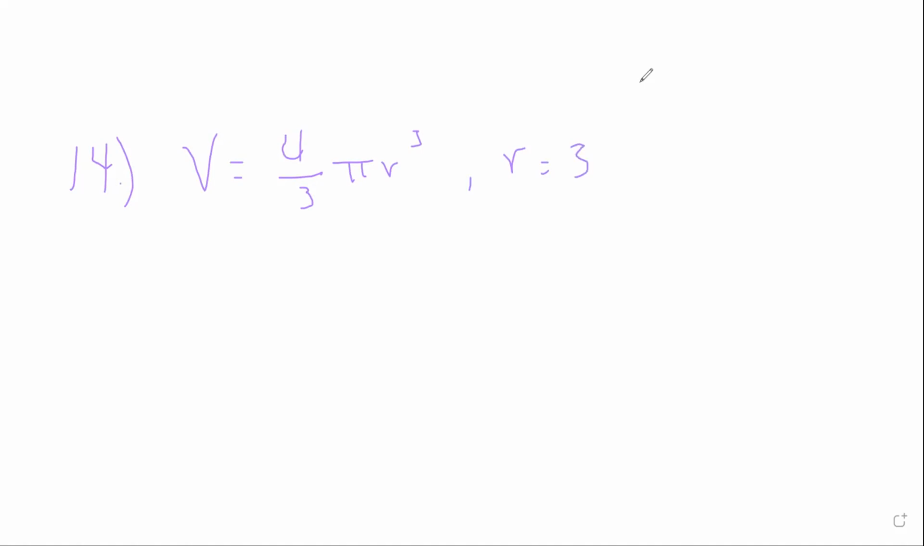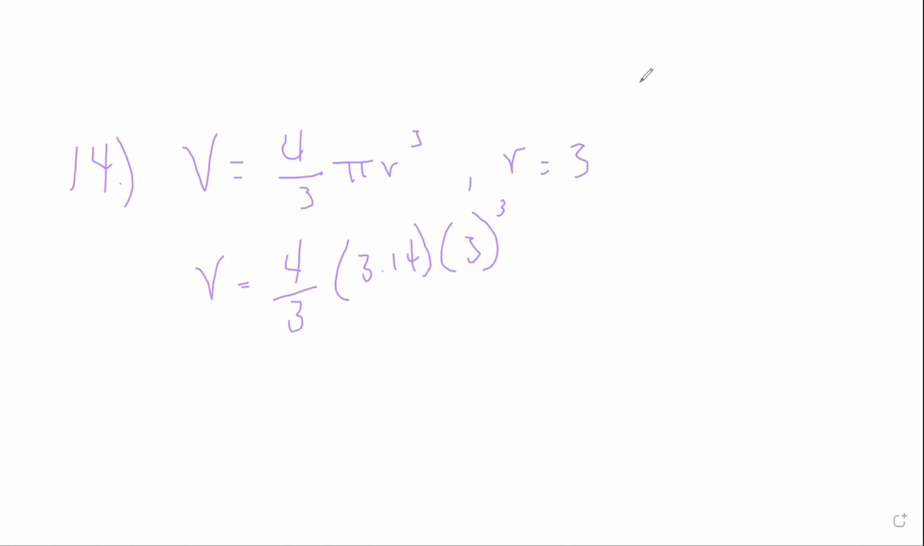And they do ask me to use a calculator approximation for pi. Typically, when they say that, we're using 3.14. That's what we're going to do. So let's plug in what I know here. So I'm going to have volume equals 4/3 times pi, which is 3.14, times 3 cubed. So I put my 3 in there, and notice I did put it in parentheses because I want to really show that I'm just cubing the 3.